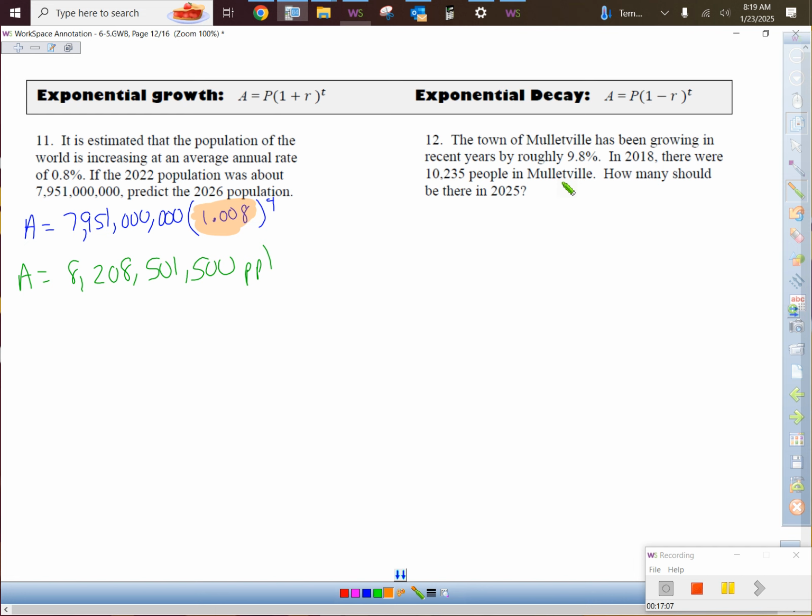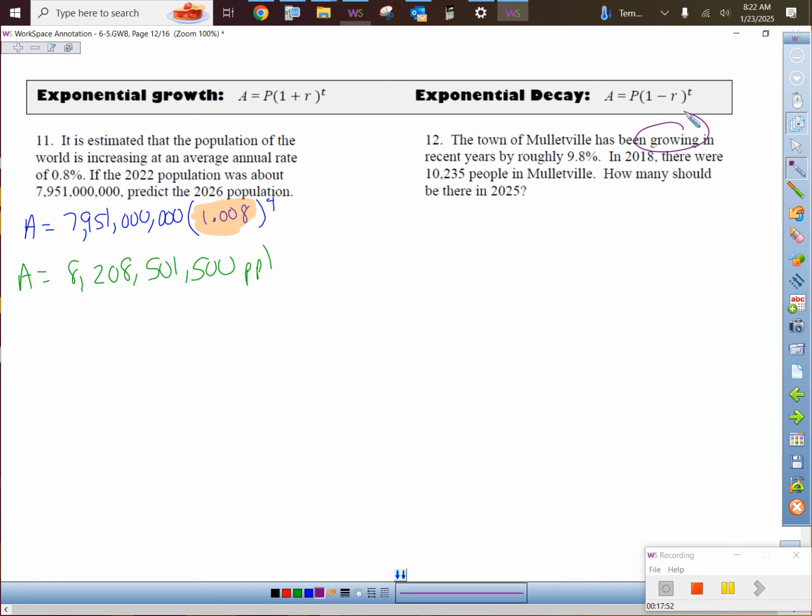Hey, exponential growth or exponential decay? There's a word in there that lets you know if it's going to be growing or decaying. What's the magic word? What do you got? How do you know? Oh, it says so. Cool.